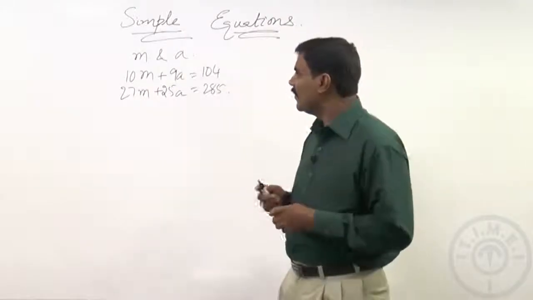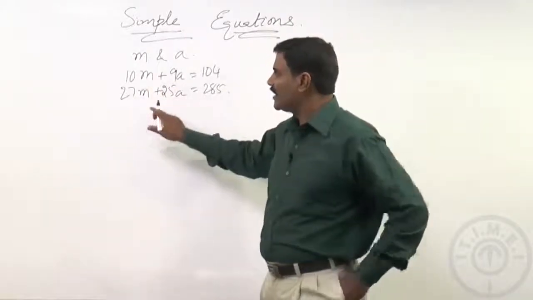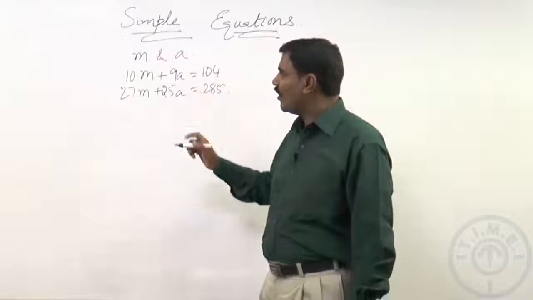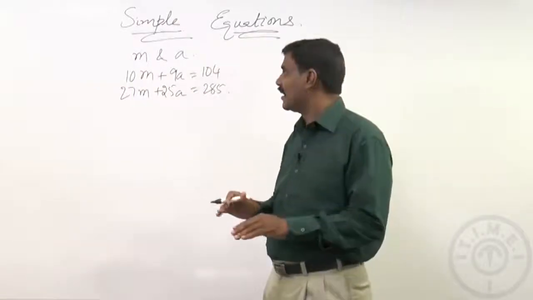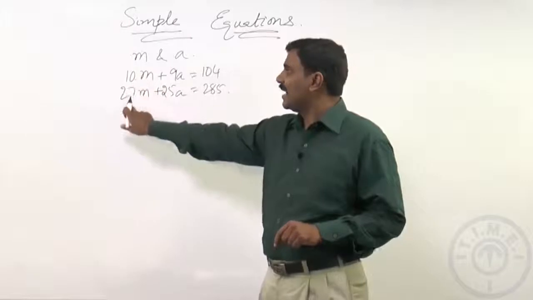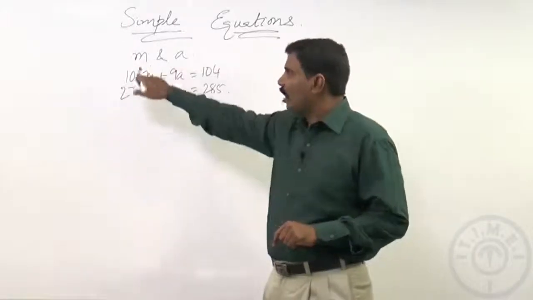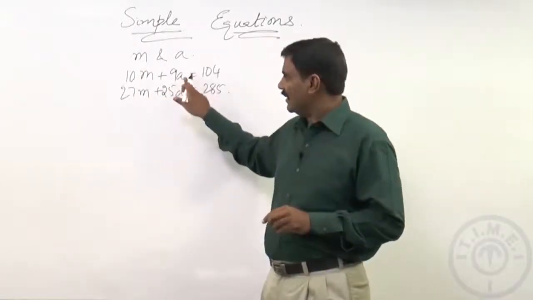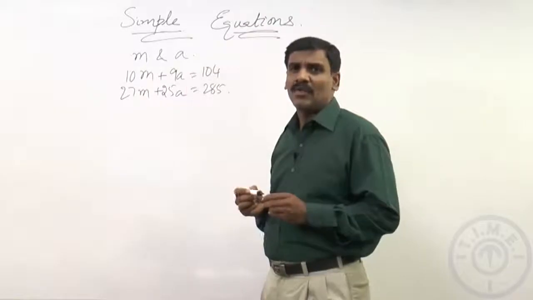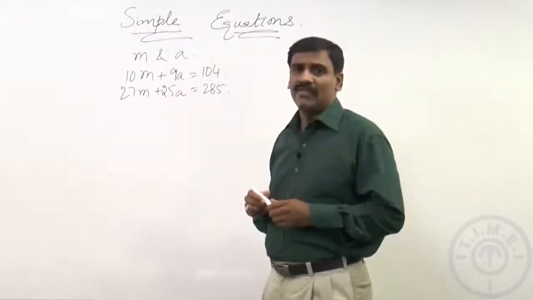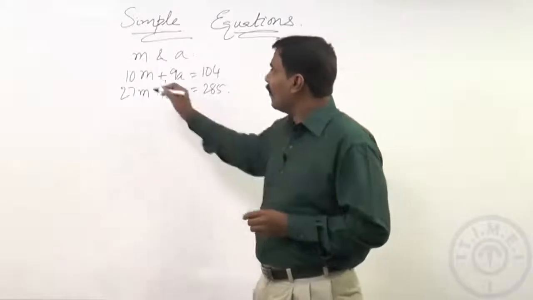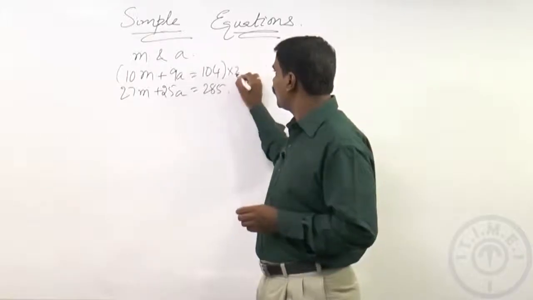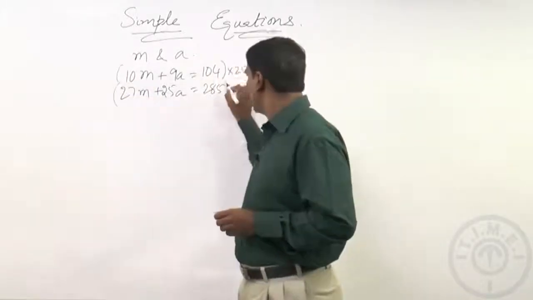If you observe carefully, two unknowns, two different equations, solving them we can find how much m is and how much a is. To make the coefficients of one of the variables the same is not that easy in this particular case, because the coefficient of m here is 10 and here it is 27, and the LCM is directly 270. And for 9 and 25, again they have nothing in common, so the LCM will be directly the product, 9 times 25. So to get that, if we look at elimination of a, we need to multiply the first equation with 25 and the second equation with 9.